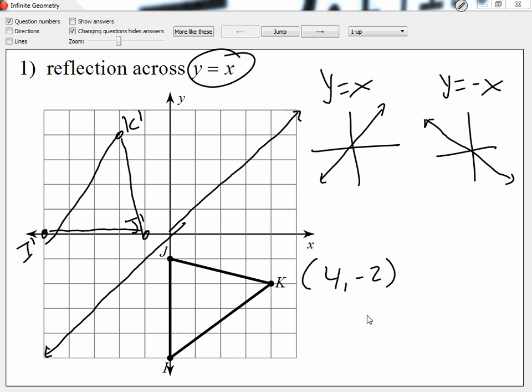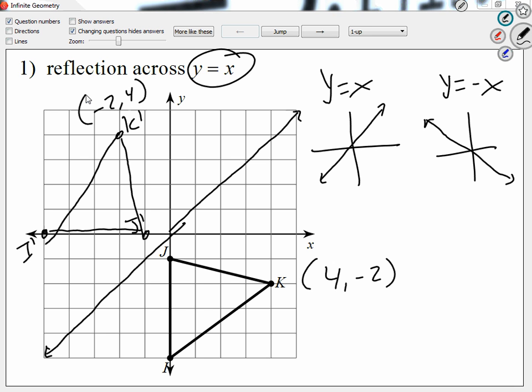Another way we can do it, if we look at the coordinates of K, it's (4, negative 2). And if I remember my formulas, the ones I have on the board, the formula for y equals x says (x, y) becomes (y, x). So K prime should become (negative 2, positive 4). And if you notice, that's basically what it is. So once again, the two ways you can do it: draw the mirror line and count the spaces, or get the coordinates, know what happens to the coordinates, and then plot them in. You do whichever one you want.